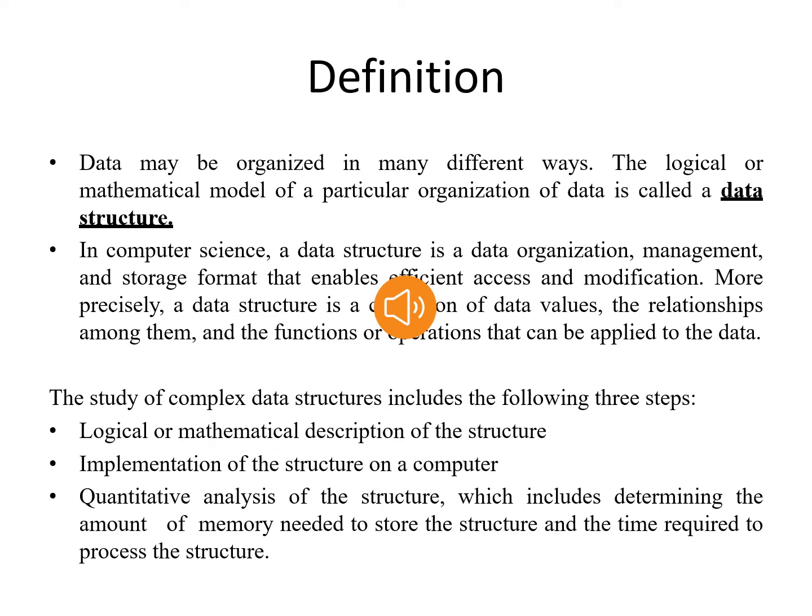So the data structure in computer science is a data organization, management and storage format that enables efficient access and modification. Coming to the complex data structure, it includes three steps. The first one is a logical or mathematical model. Then the implementation of the structure on a computer, and quantitative analysis of the structure, which includes determining the amount of memory needed to store the structure. Not only these two definitions, we have a lot of definitions for the data structure. Please remember at least one simple definition.